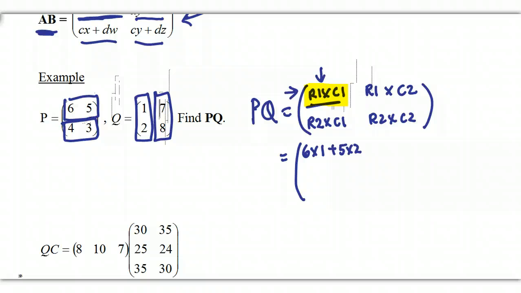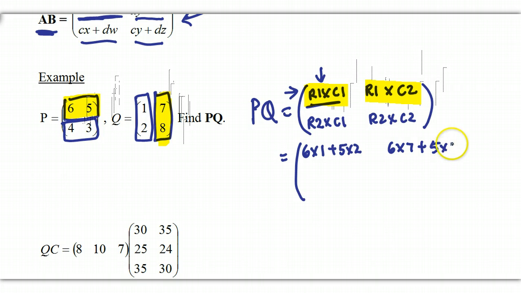For the second element, we will take the first row times the second column. Remember, I want the first row and the second column. I will take the first element in the first row, 6, times the first element in the second column, 7, plus 5 times 8. So what I'm doing here is taking 6 times 7 plus 5 times 8.